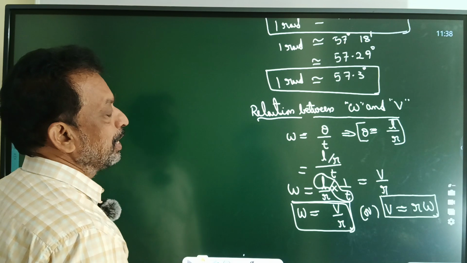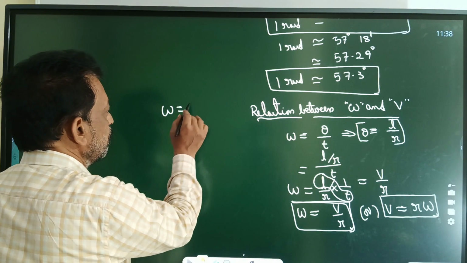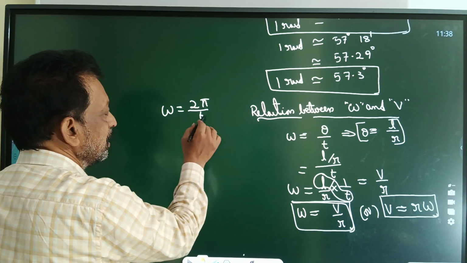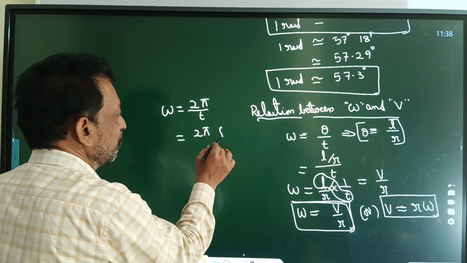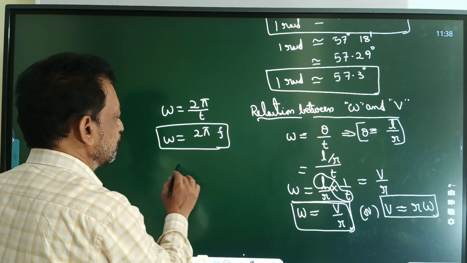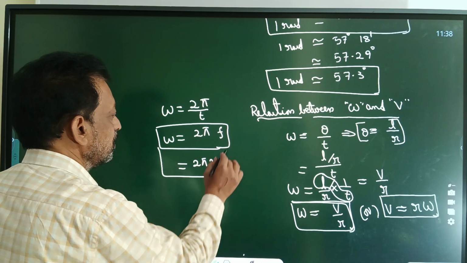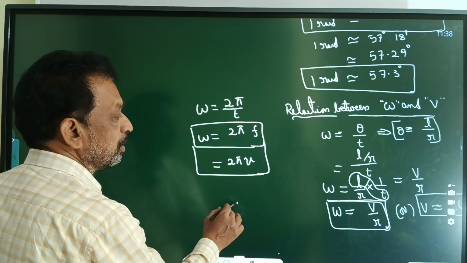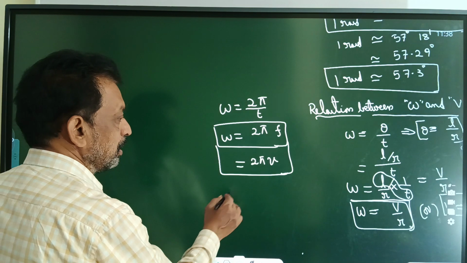So for the complete one revolution, you can take omega is equal to 2 pi by t, that is equal to 2 pi into 1 by t, called frequency. Omega is equal to 2 pi f, or 2 pi nu, frequency. Understood?